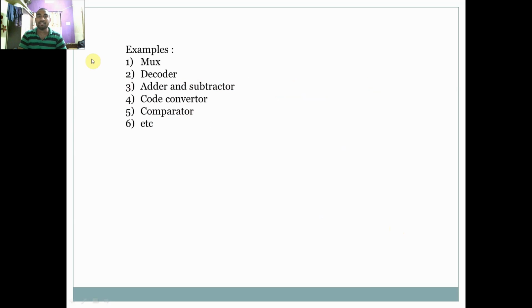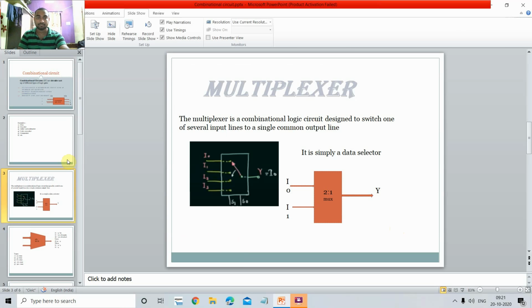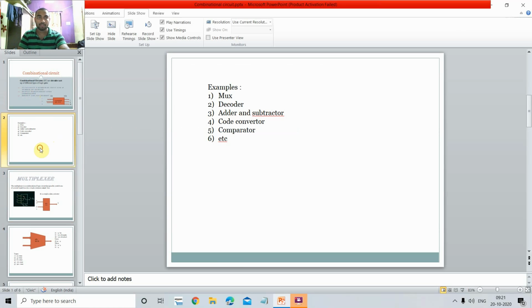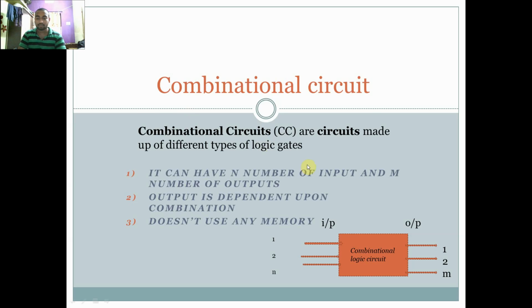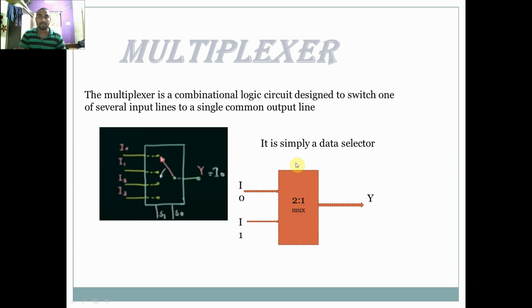Some examples of combinational circuits are multiplexer, decoder, adder and subtractor, code converter, comparator, etc. Today we will study the multiplexer.